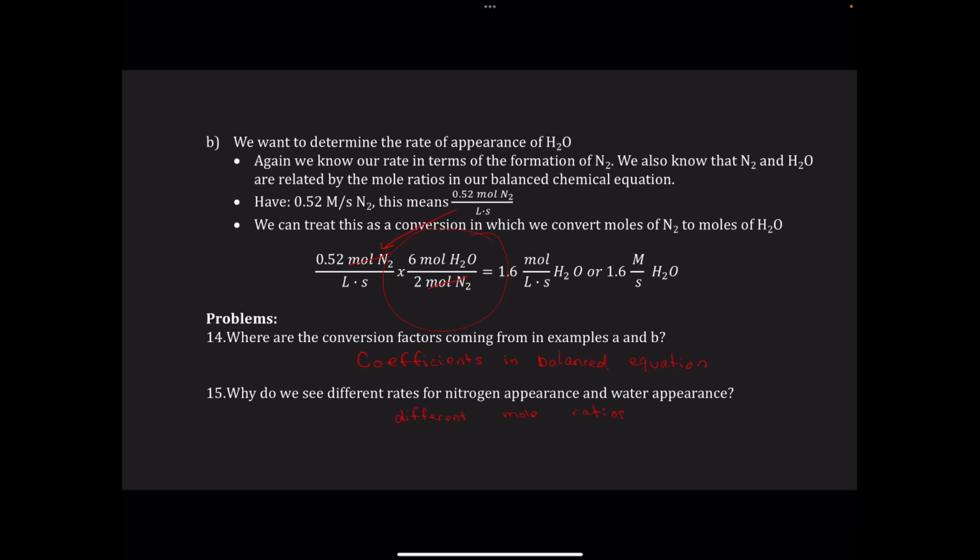So it's very common for a reaction that we might have one particular reactant or product that's easier to measure than the others. So then we measure its amount over time so that we can get that rate. And then we use that to relate it back to other components in our balanced chemical equation.